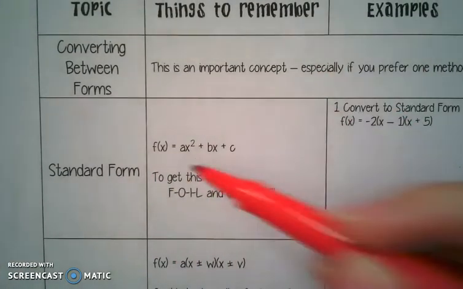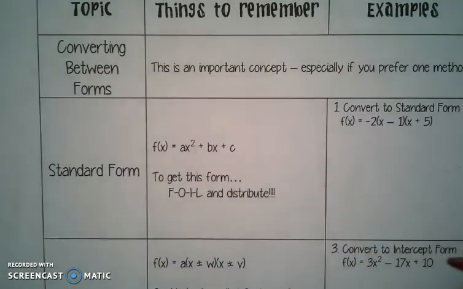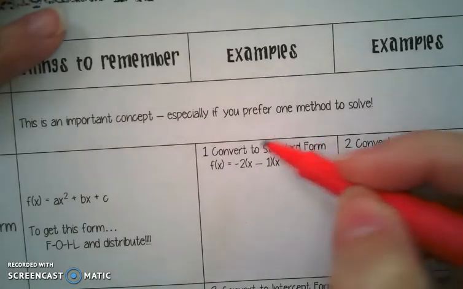Standard form is ax squared plus bx plus c. When we were in the unit, we made a flip chart for this one. So the steps to get standard form, you need to FOIL, and then distribute, and then combine any like terms if you have them. So here we go, example 1. So convert to standard form.